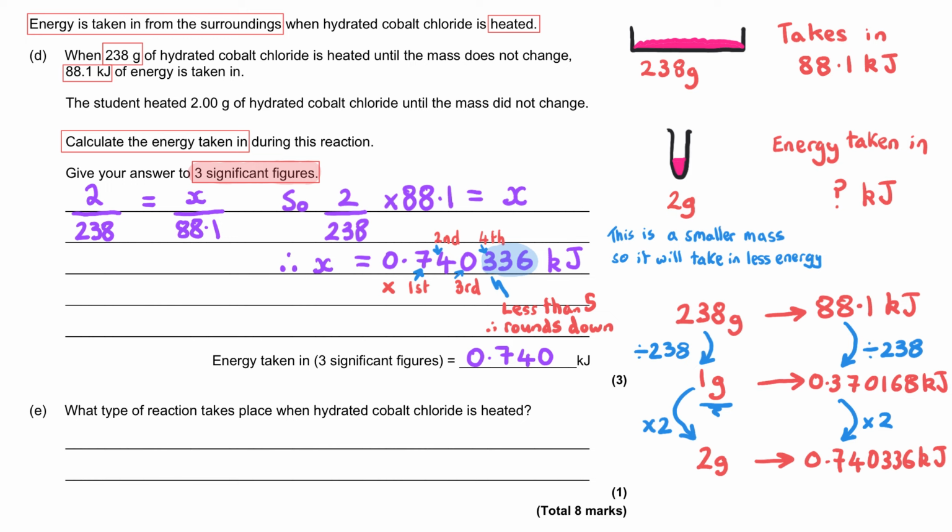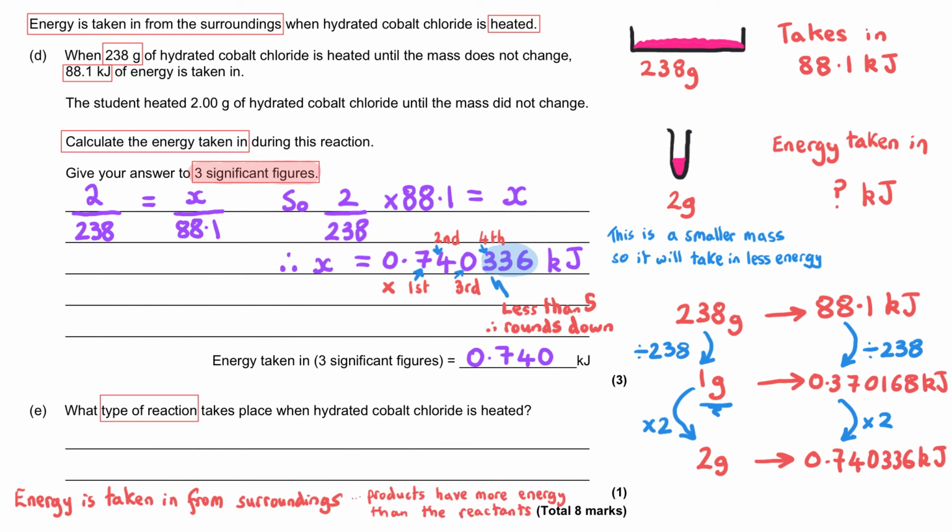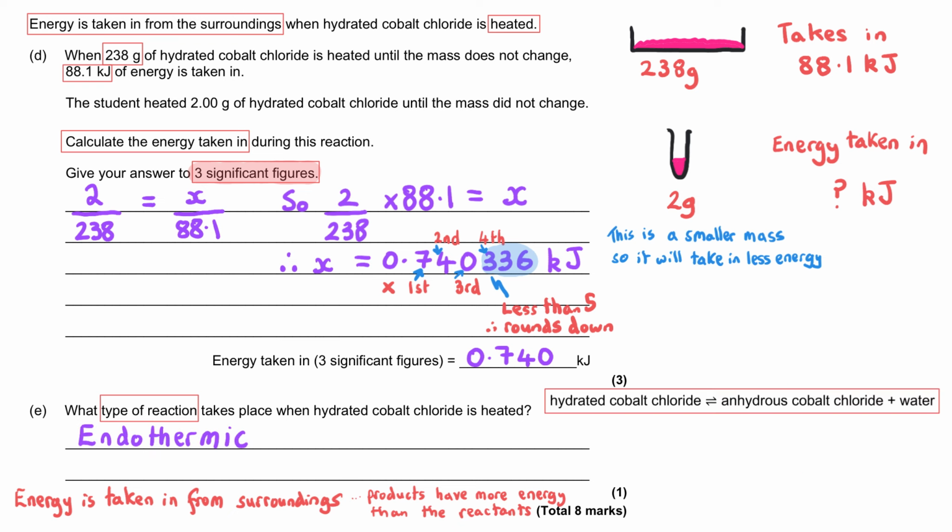Depending on how you've rounded it up, you are likely to have a little bit of leeway either side of this answer. And then the final question says, what type of reaction is taking place when the hydrated cobalt chloride is heated? Well, heating is providing thermal energy for the reaction to occur. That energy is going into the chemicals, and so the chemicals will have more energy after the reaction has occurred than before the reaction. And so this is simply referred to as an endothermic reaction.